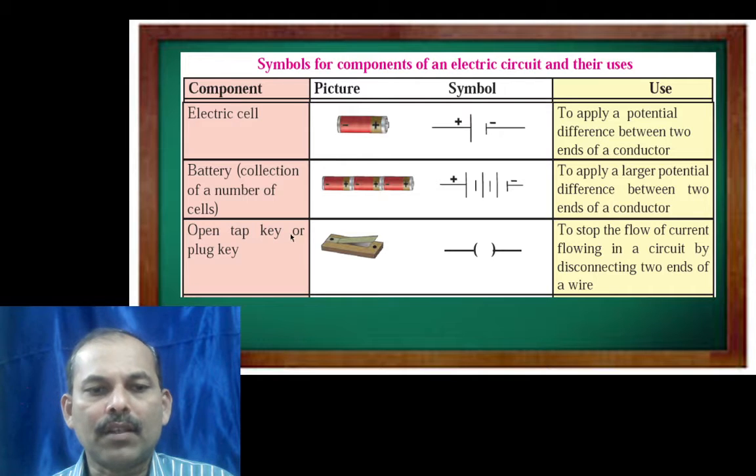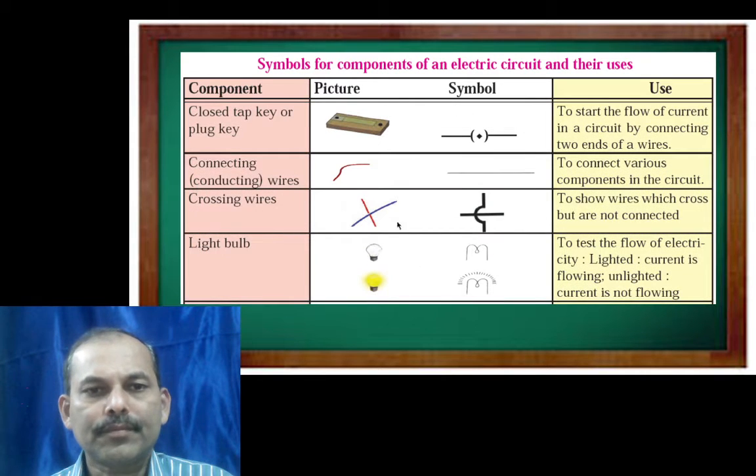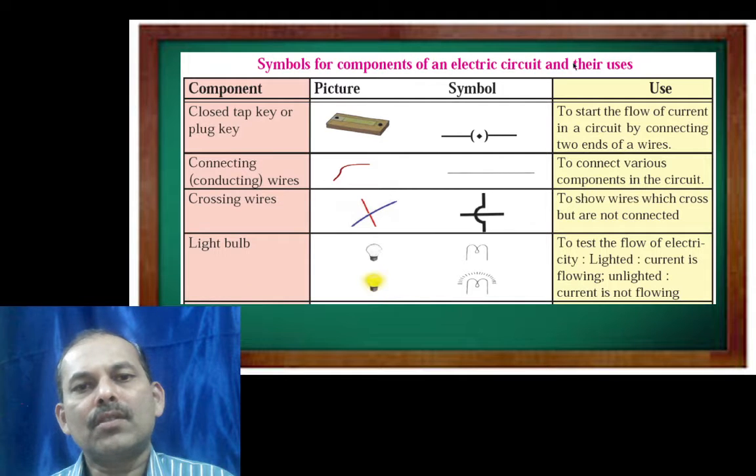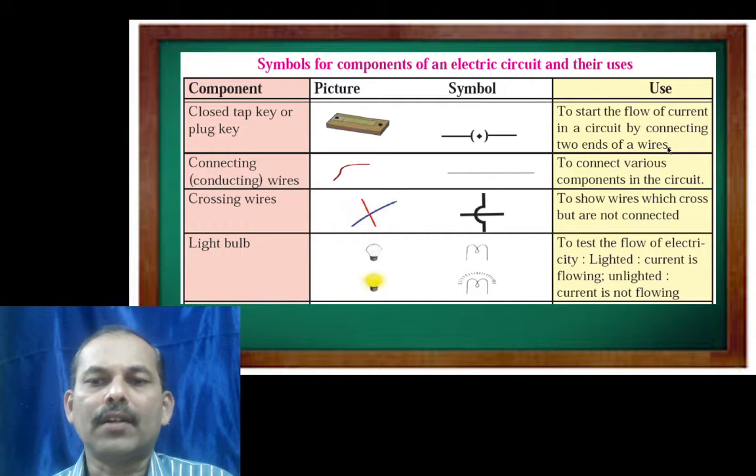Then an open tap key or plug key, you have to show like this, to stop the flow of current in a circuit by disconnecting two ends of the wire. Then another component is a closed tap key or plug key. We show it like this. It is used to start the flow of current in a circuit by connecting two ends of the wire.